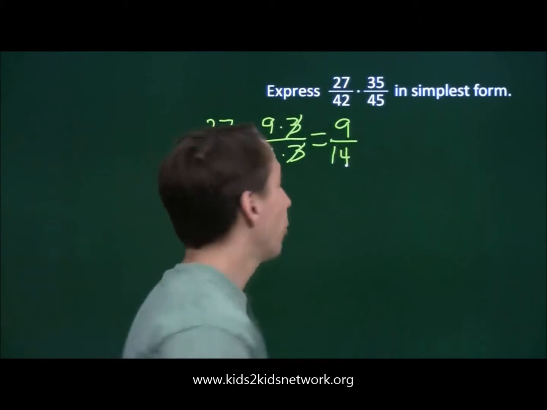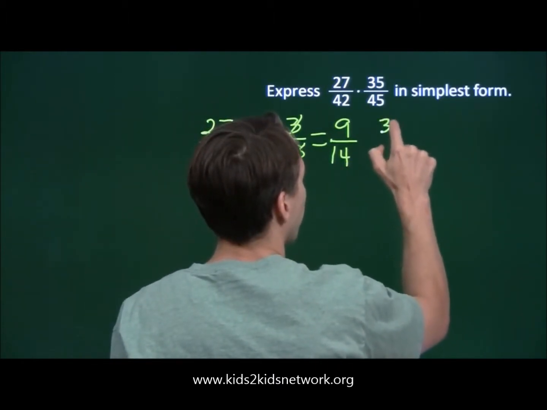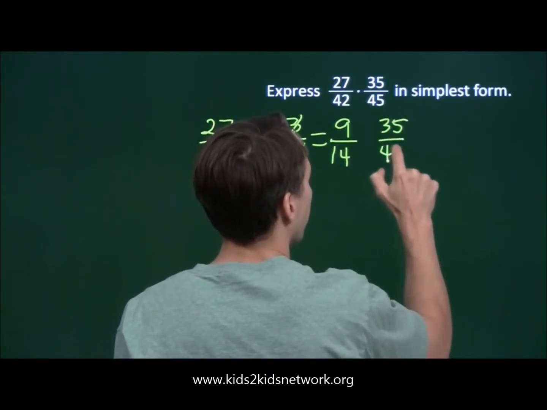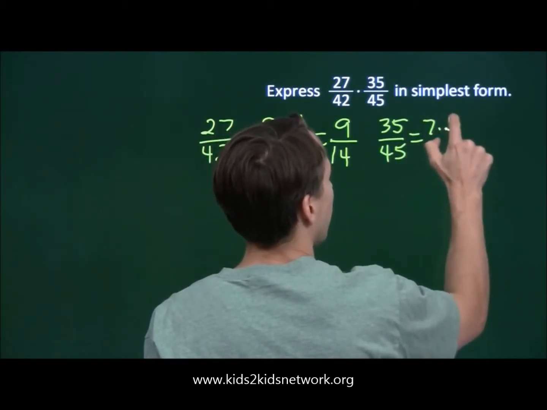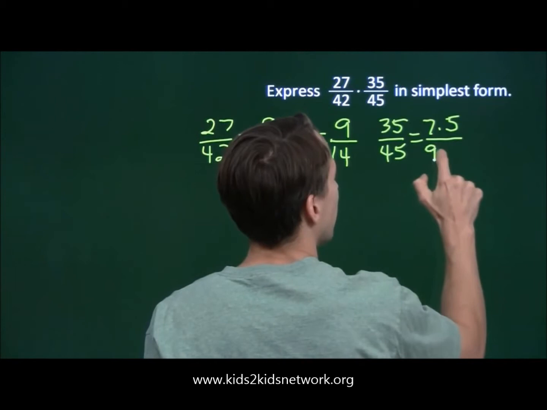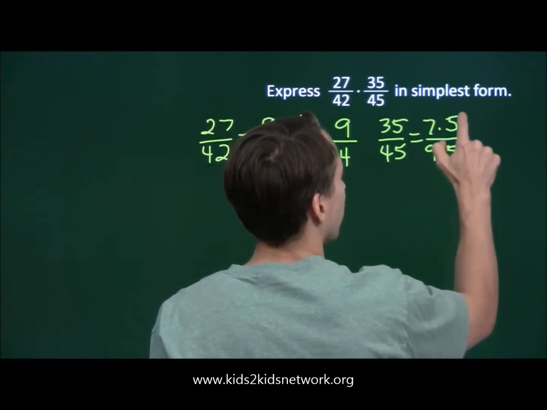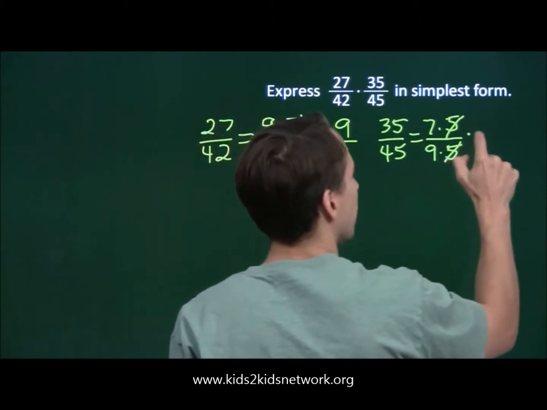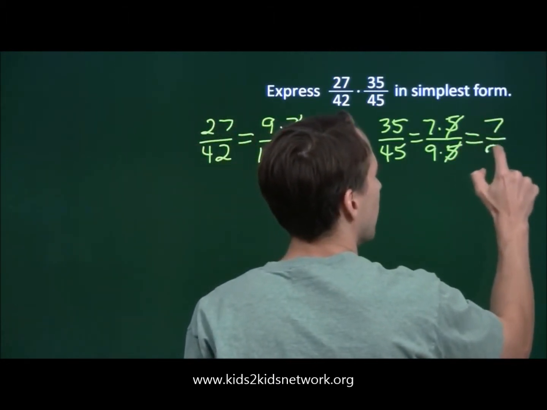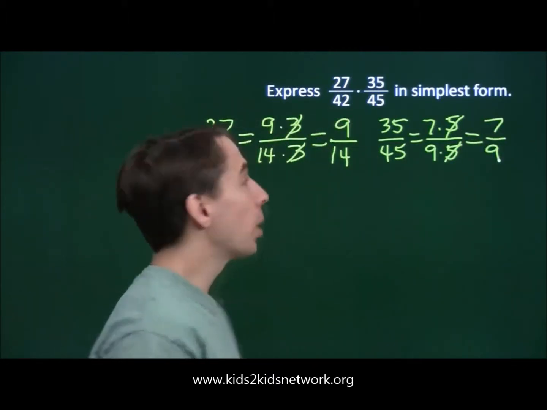And over here, 35 over 45, of course, each one of those is a multiple of 5. So we have 35 over 45. That is 7 times 5 over 9 times 5. The 5's cancel out this time, again, because both the numerator and the denominator are products. And we're left with 7 over 9. So now we've simplified the problem a whole lot.